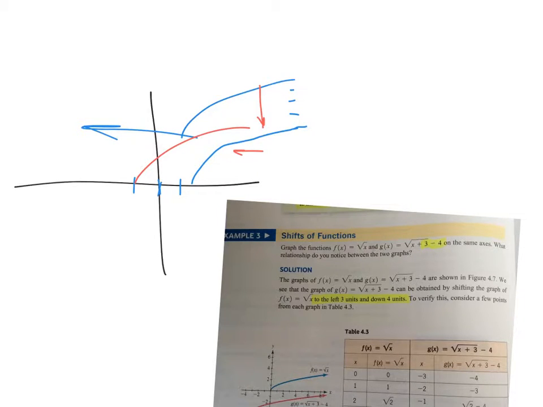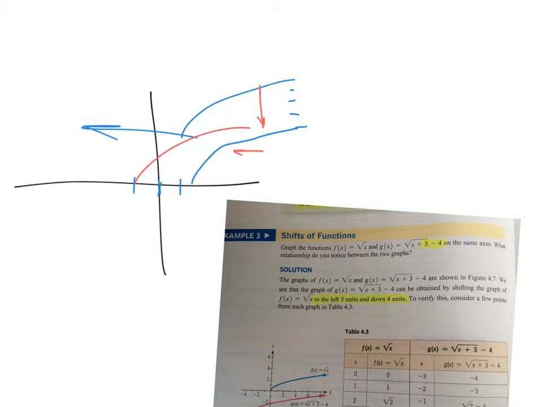So see what happened there? Two things happened at once. It shifted because of the +3 and it shifted because of the -4. So if you graph the square root of x, then you can graph this just by shifting it the way it's asking us to. So what relationship do you notice between the two graphs? Well, it's just that things shifted between those two graphs. It shifted left 3 and down 4.